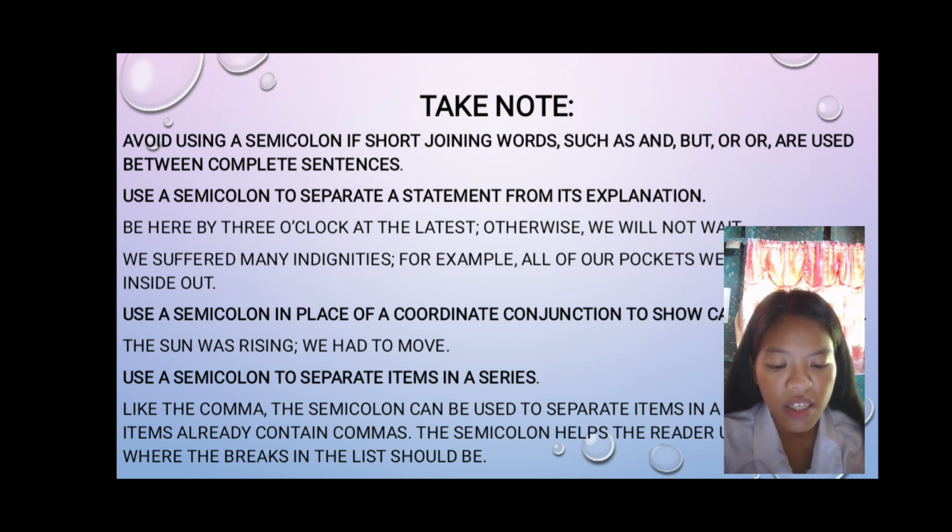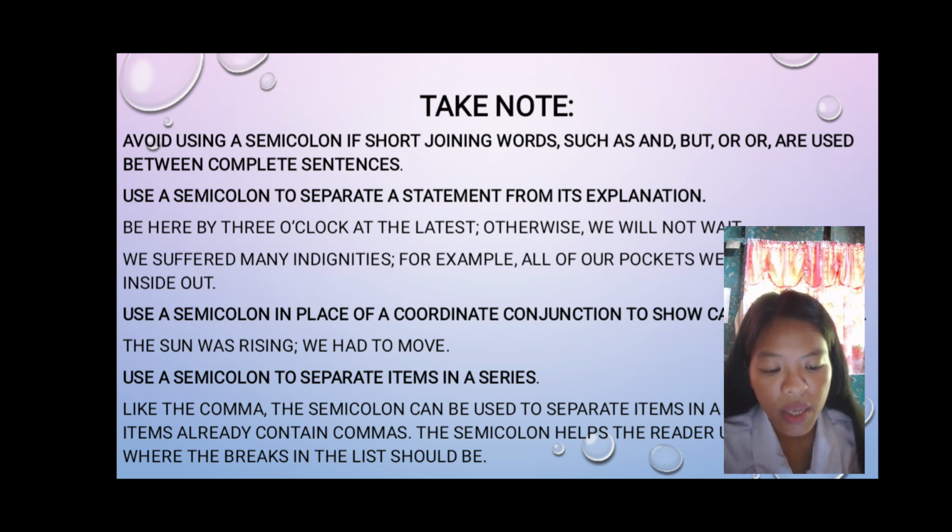Use a semicolon to separate a statement from its explanation. Be here by 3 o'clock at the latest; otherwise we will not wait. Use a semicolon in place of a coordinating conjunction to show cause and effect. The sun was rising; we had to move.